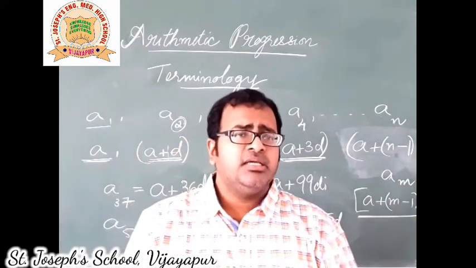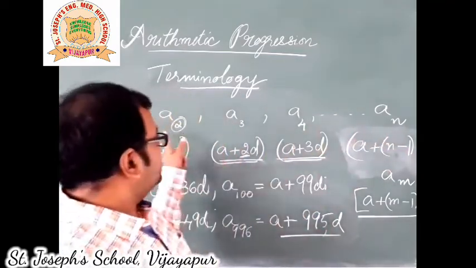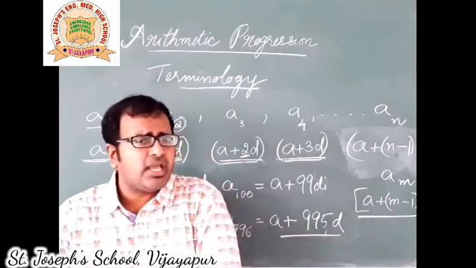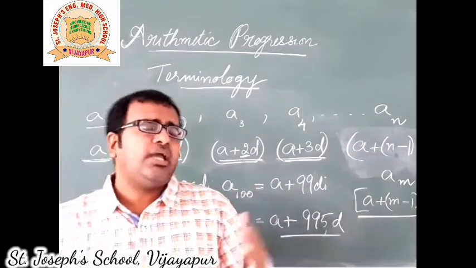But let me remind you one thing here. The N value always has to be a natural number. Now question is, why it has to be a natural number? Why can't it be negative? Why can't it be 0? Why can't it be a fraction? Why can't it be a decimal?